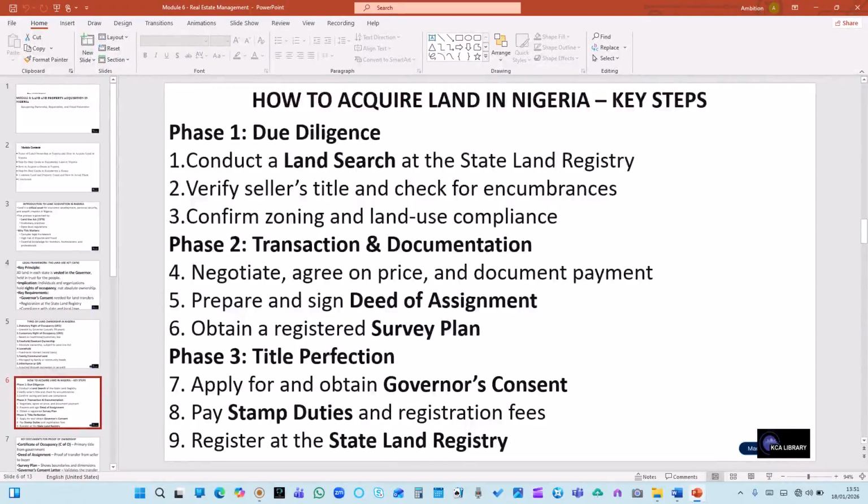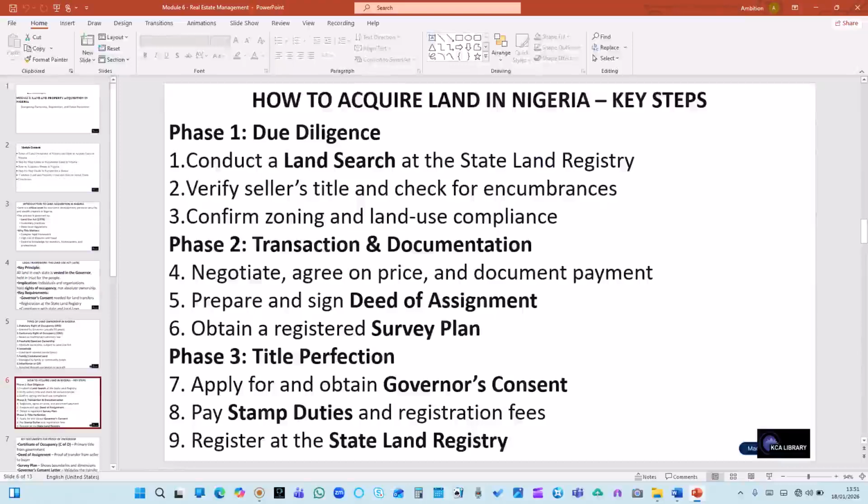Phase 1, you conduct due diligence. Under the due diligence, you conduct a land search at the state land registry. So you check whether the land you want to buy is registered at a state level. Then you verify the seller's title and check for encumbrance. Then you confirm zoning and land use compliance. That is, you confirm whether the land use is in compliance with local laws.